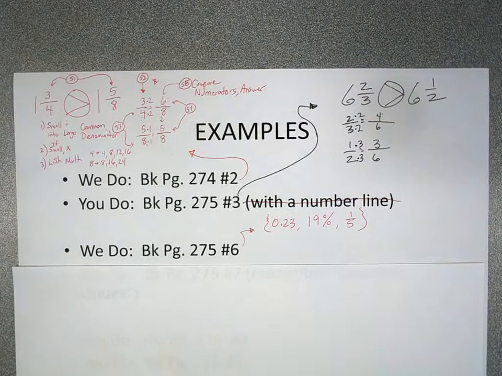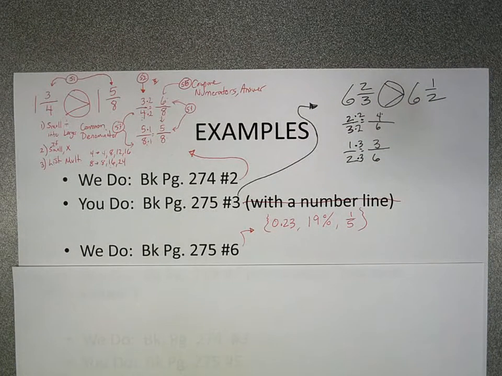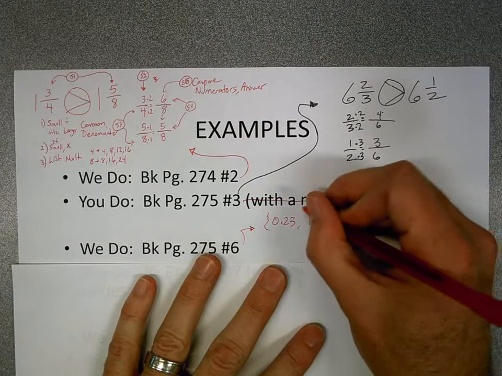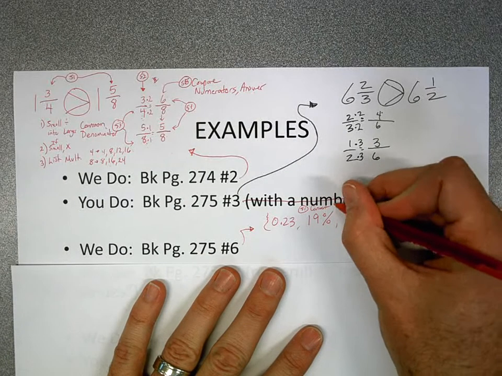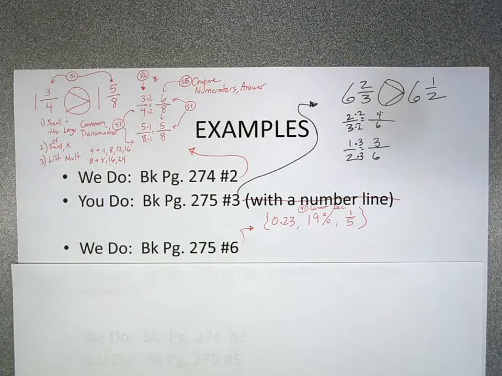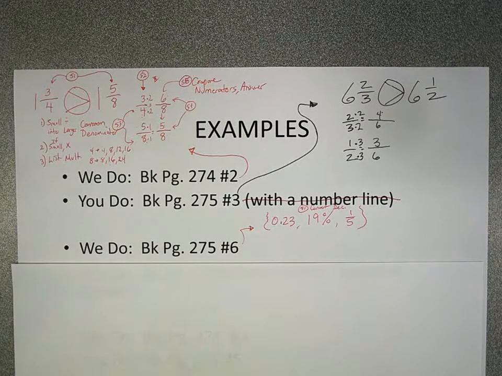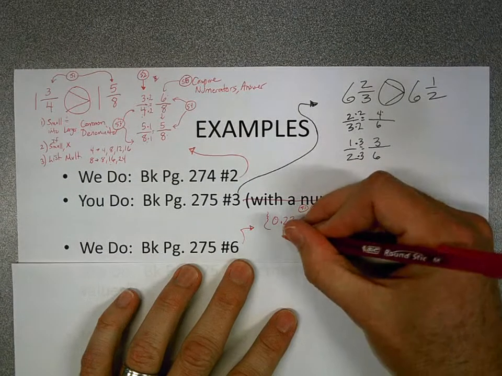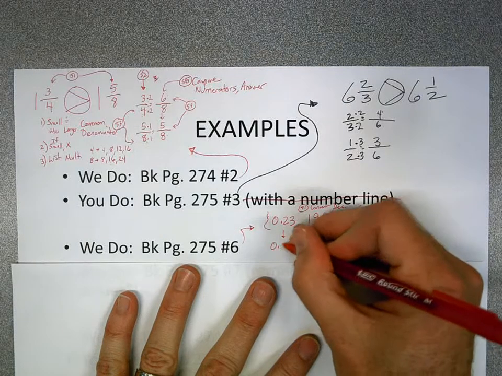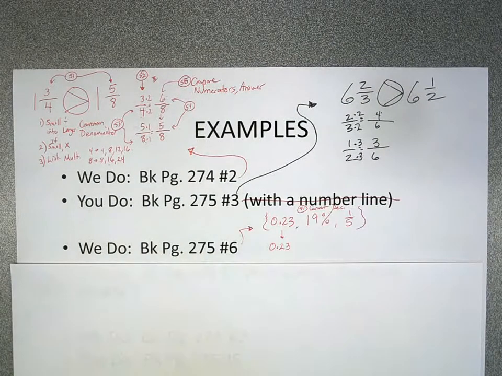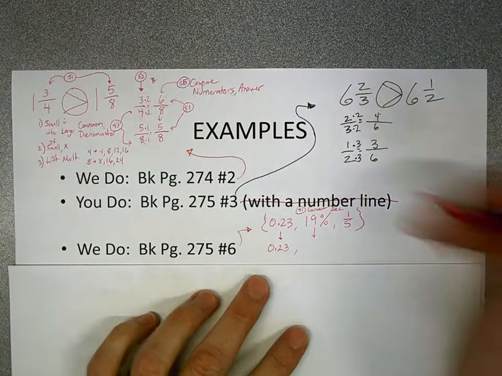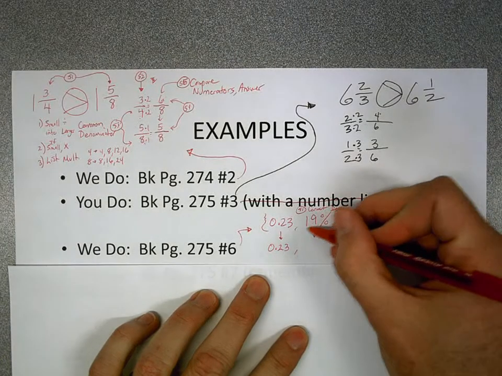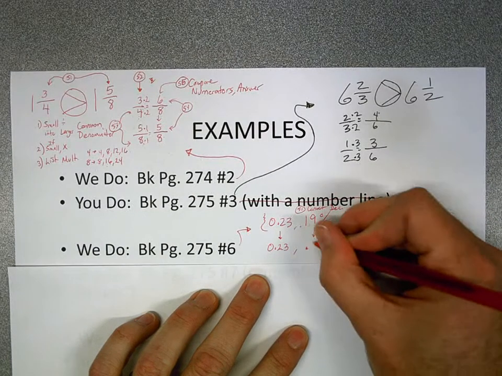All right, so here we go. We're going to order from least to greatest. Step 1: I want you to convert everything to decimals using yesterday's lesson, yesterday's skill. Nice thing is that one's already a decimal, so 23 hundredths. 19%, if you forgot how to convert a percent to a decimal, I'm going to move the decimal over 2 times to the left, so that gives me 19 hundredths.